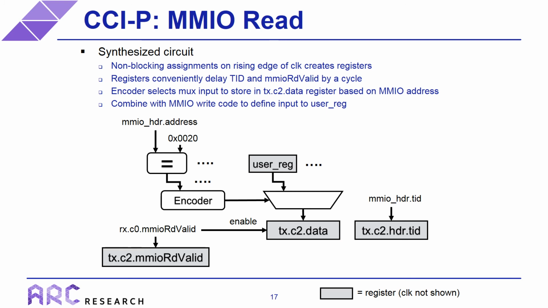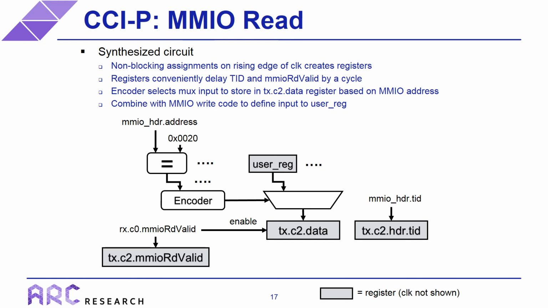If we look at the transaction ID register, its input is simply the transaction ID for the incoming request, because we just want to delay it by 1 cycle. And then we see something similar for the MMIO read valid. On the transmit port, it's just a register whose input comes from the read valid signal on the receive port, because again, we're just delaying it by 1 cycle.